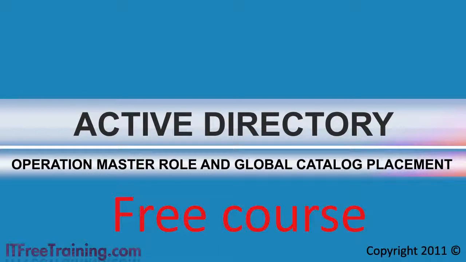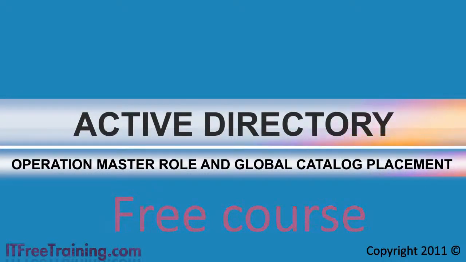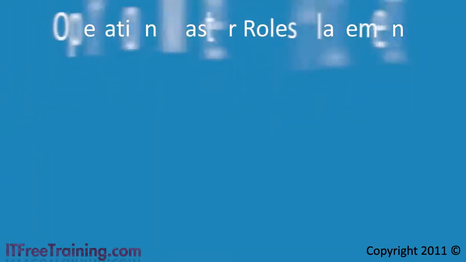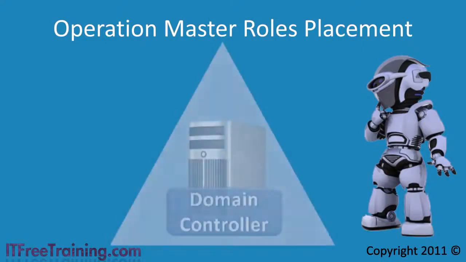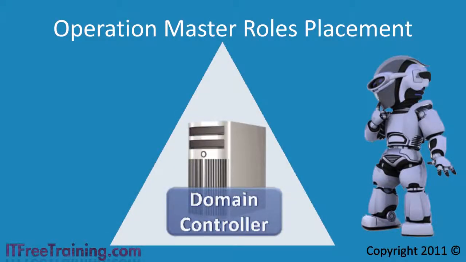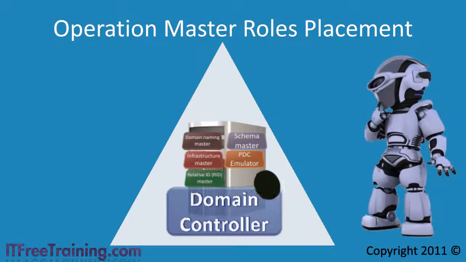This video will look at the placement for Operation Master Roles and global catalog servers in your organization. First of all, I will look at Operational Master Role placement. When you install your first domain controller in your first forest, all the Operational Master Roles are going to be on this server. Also, the first domain controller in the domain is automatically made a global catalog server.